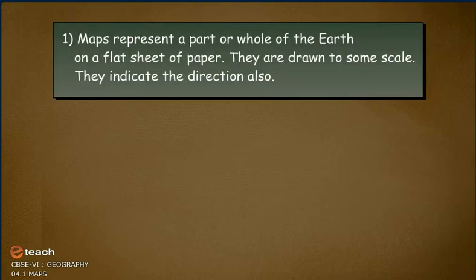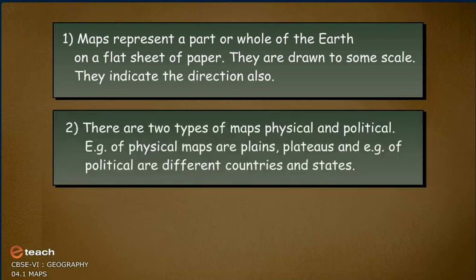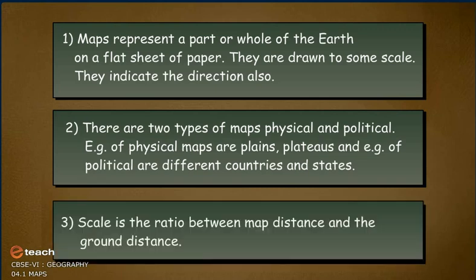Summary. Maps represent a part or whole of the earth on a flat sheet of paper. They are drawn to some scale. They include the direction also. There are two types of maps, physical and political. Examples of physical maps are plains, plateaus, etc. Examples of political maps are different countries and states. Scale is the ratio between map distance and the ground distance.